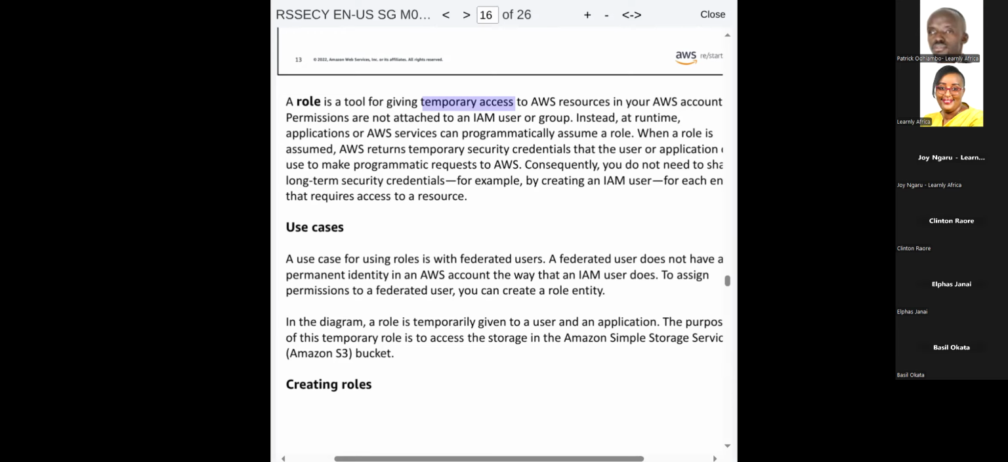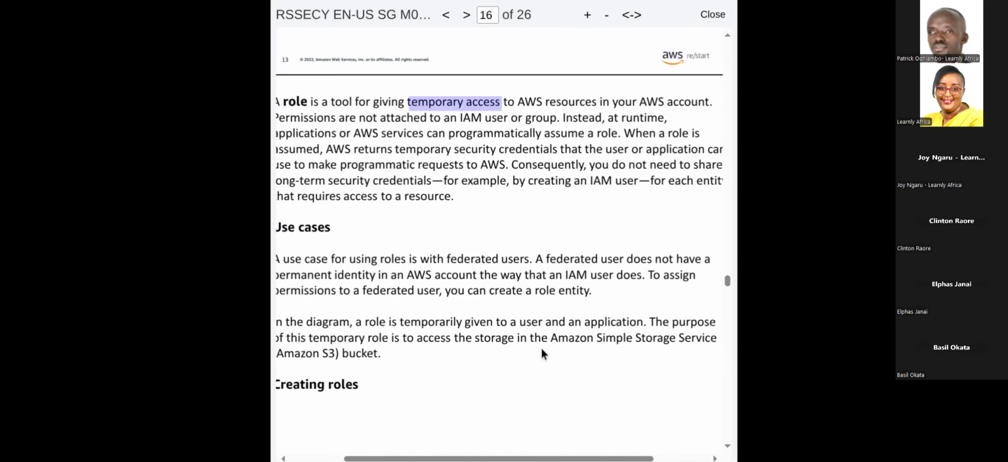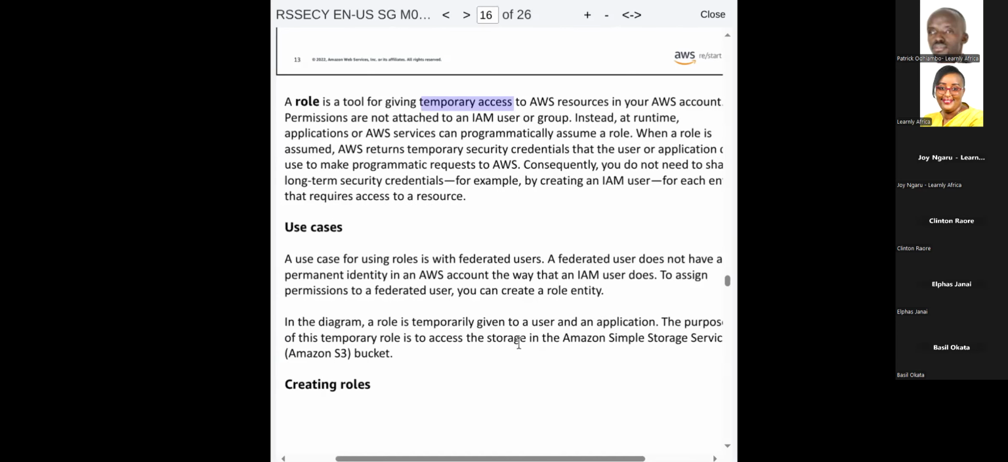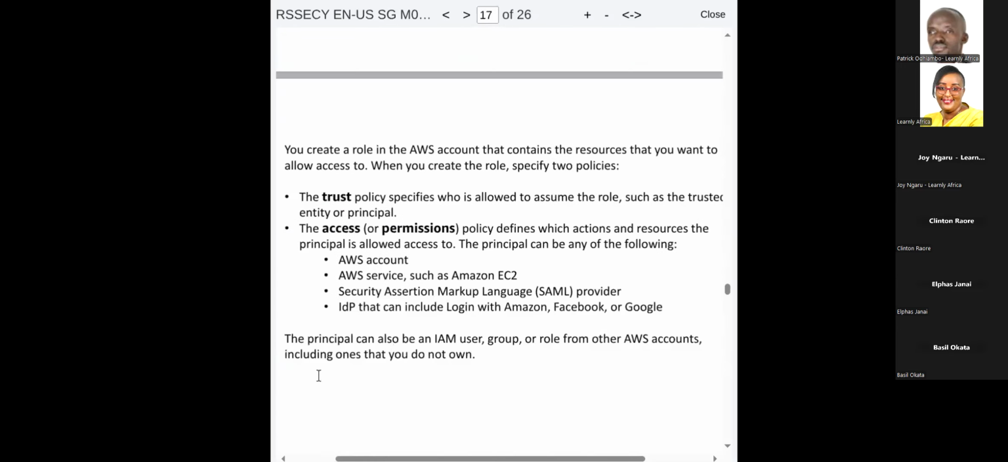So for you to be able to have access to whatever resources I want you to have, we are going to assign a role and attach it to your federated user. For example, in this diagram, a role is temporarily given to a user and an application. The purpose of this temporary role is to access the storage of Amazon S3.